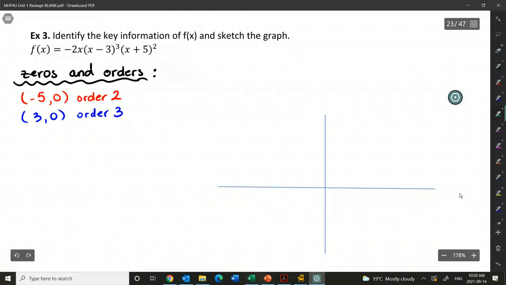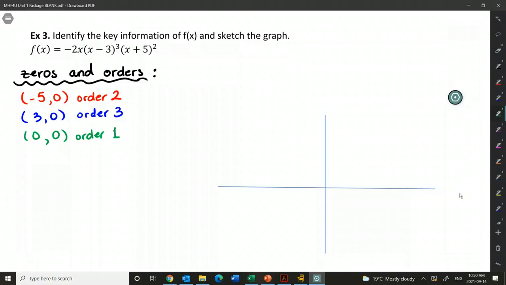Last one. Lexi? Would the last one be just 0? The x-intercept, and then it would be order 1. Order 1, correct, because I have an exponent of 1 on here. Perfect.